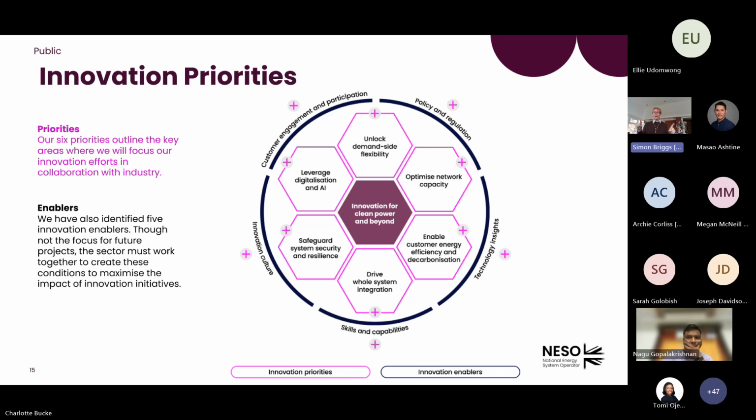There's also the black ring outside of that, which is more around enablers. So we've identified a few areas where we think, okay, they're not definitively where our priorities lie, but things like skills and capabilities and the skills gap, and innovation culture generally within the sector, are big important things that can help us deliver innovation and help deliver some of the targets that need to be achieved in the near future.